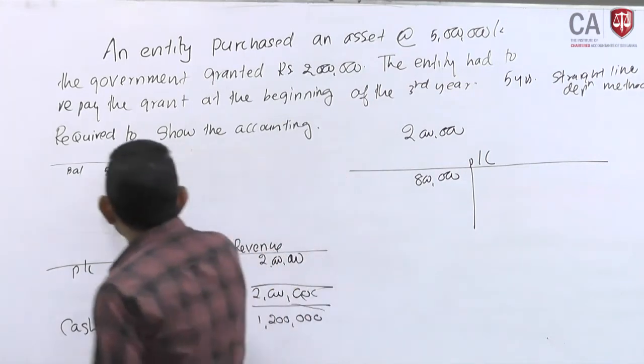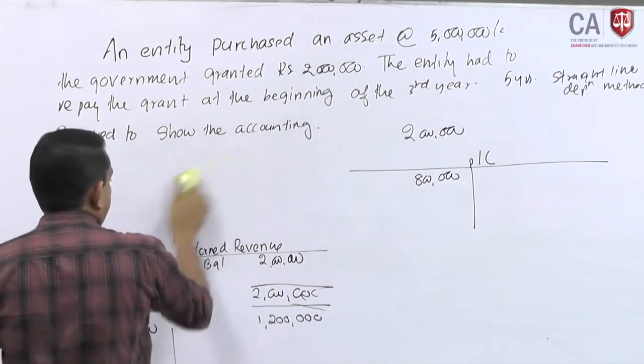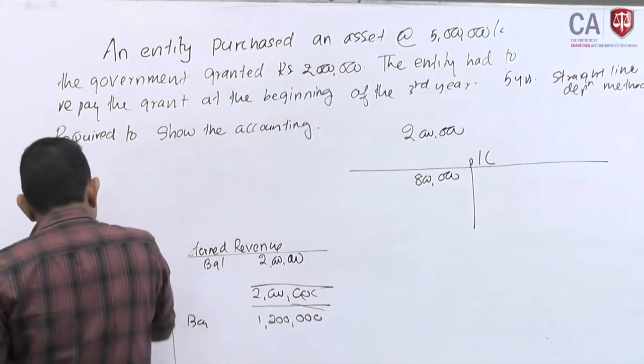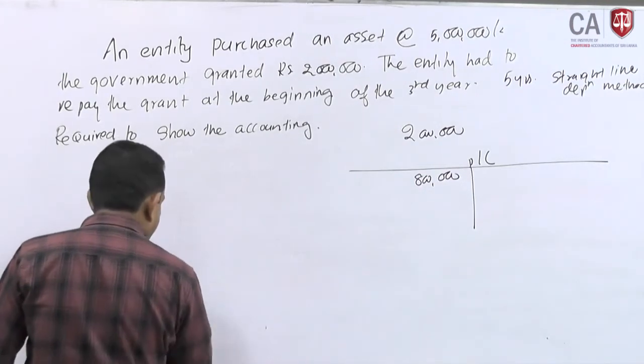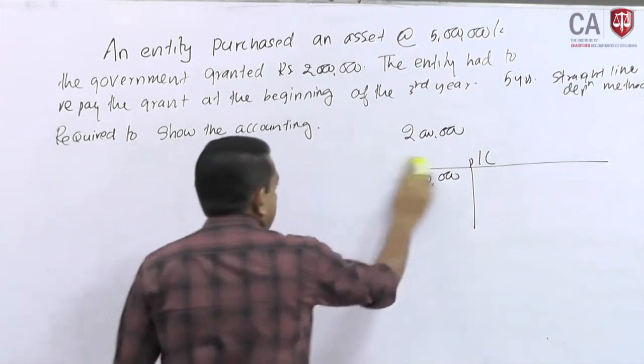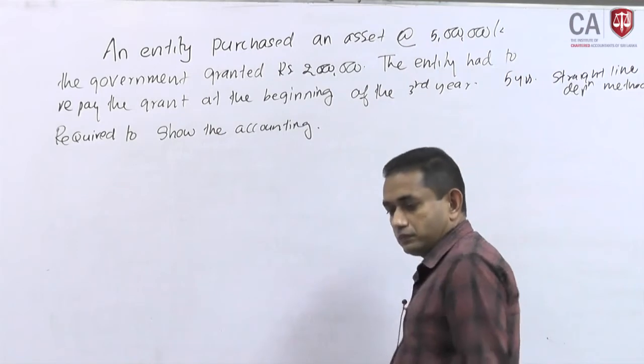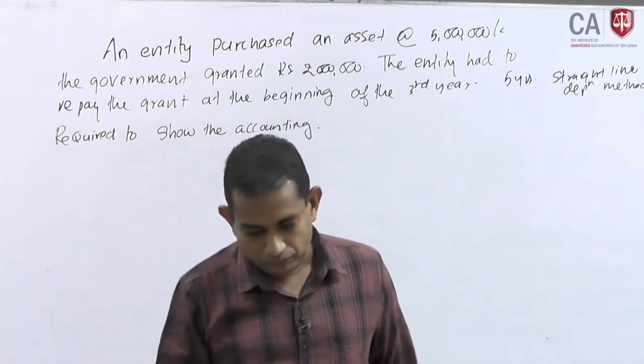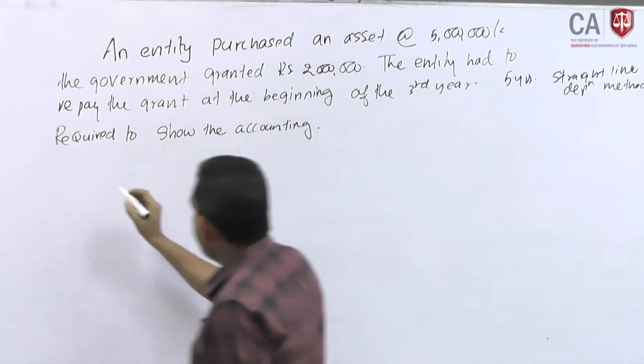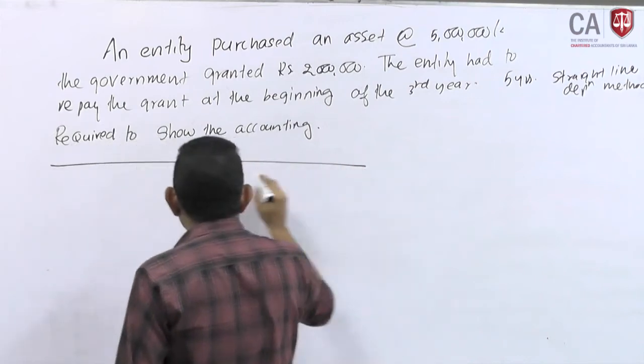Now, let us see how the accounting should be if you adopted the cost reduction method. Let me reopen the asset account.